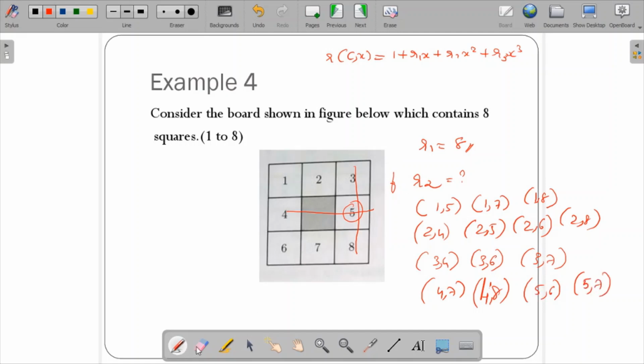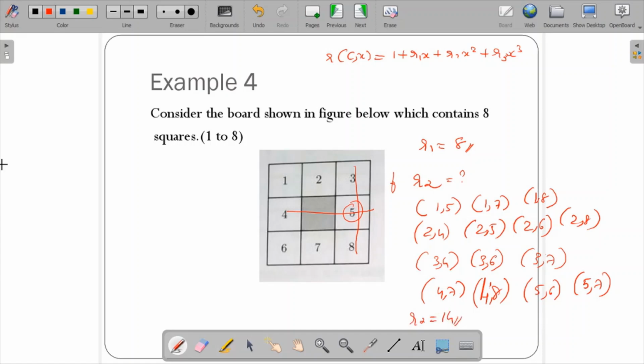Now try to count the values of R2. So it would be 1, 2, 3, 4, 5, 6, 7, 8, 9, 10, 11, 12, 13, 14. So the R2 value will be 14.